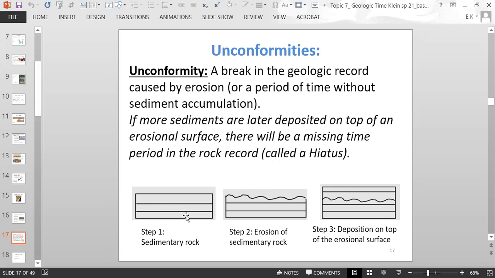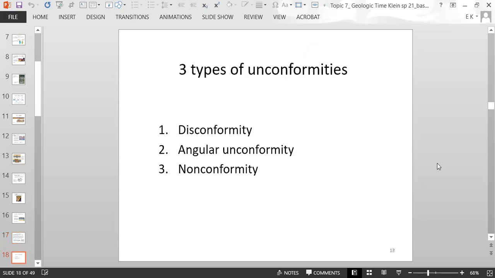So step one, over here, you have sedimentary rock layers. Step two, you have some erosion that happened. And then step three, you have more deposition on top of the erosional surface. So this right here is your unconformity, because you're missing a time period. You're missing that sediment that was eroded away. There are three different types of unconformities: a disconformity, an angular unconformity, and a non-conformity.